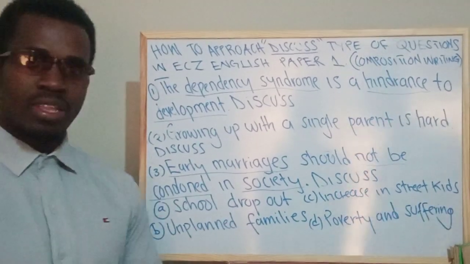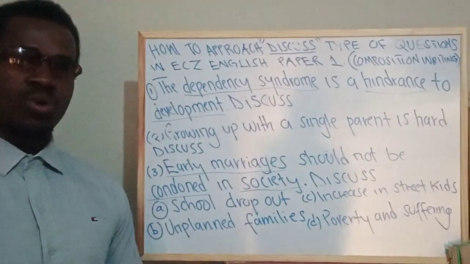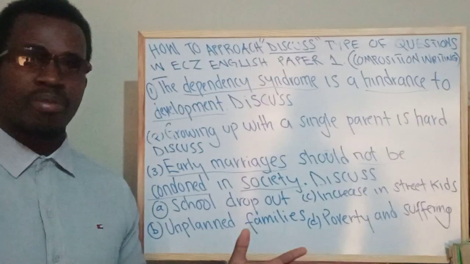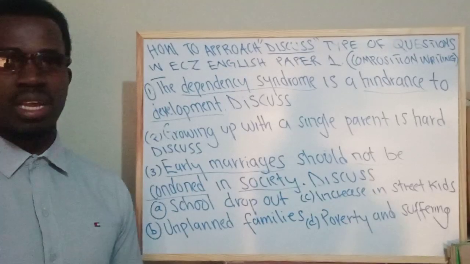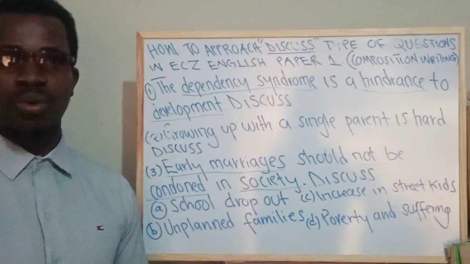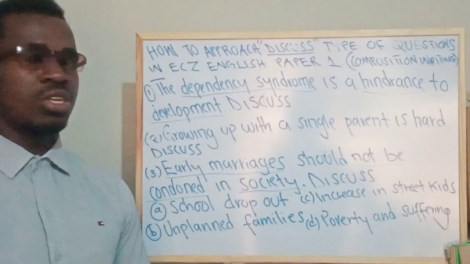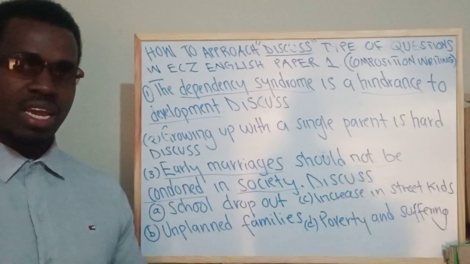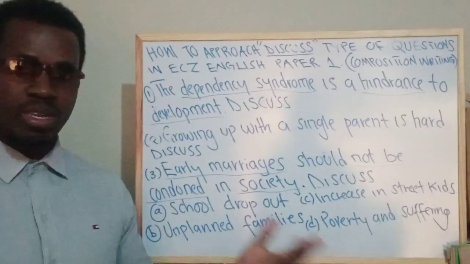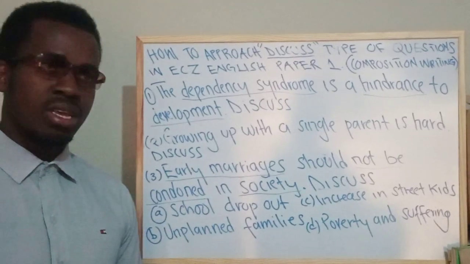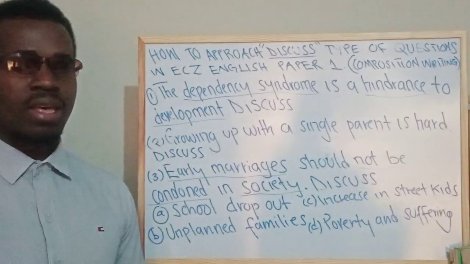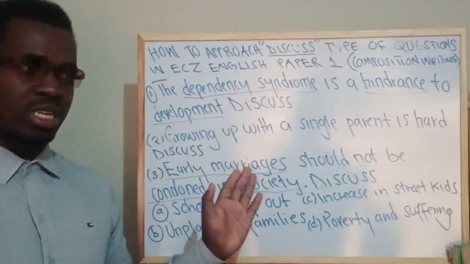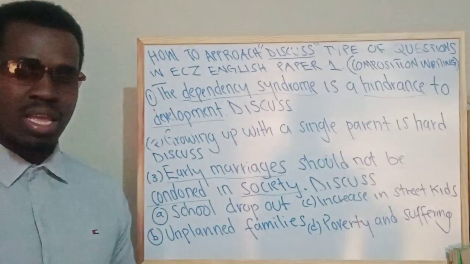Hello, in this video, I would like to share with you how to approach discuss type of questions in ECZ exam papers, English language paper 1. So basically the paper comes with two sections. Section A, where we have quite a number of questions, and section B, where we have a guided composition. So our main interest is just under section A.